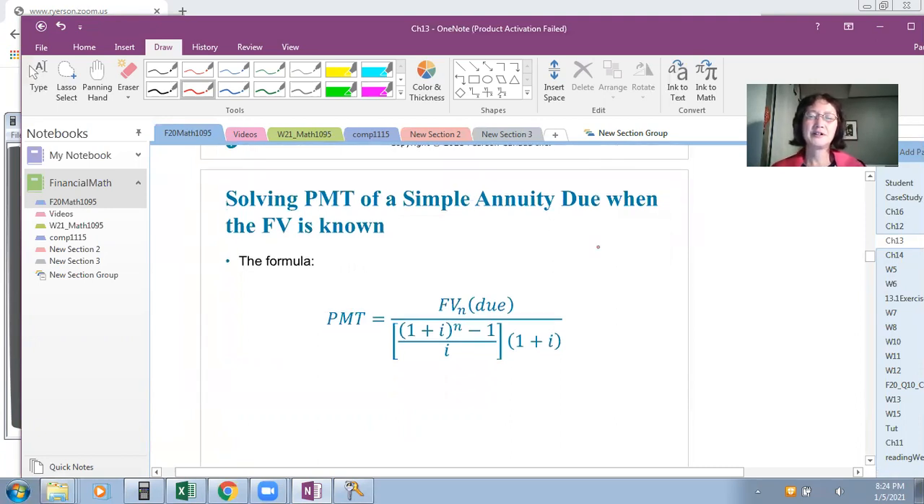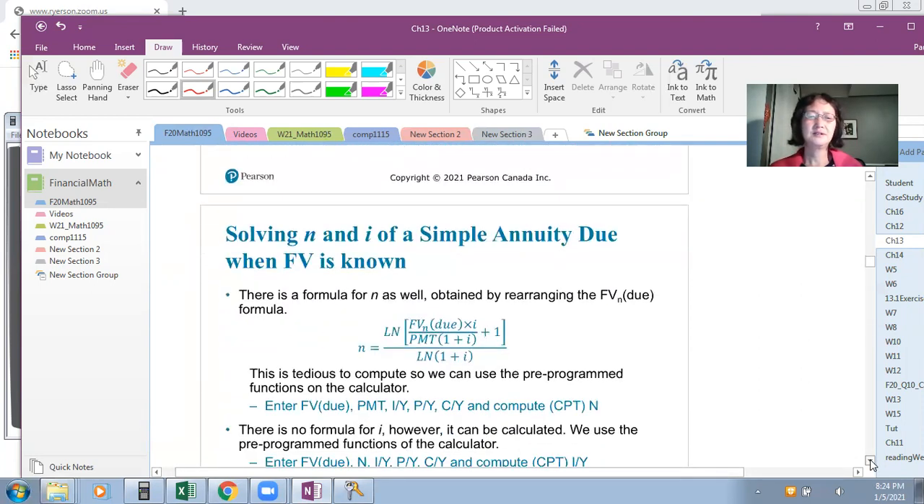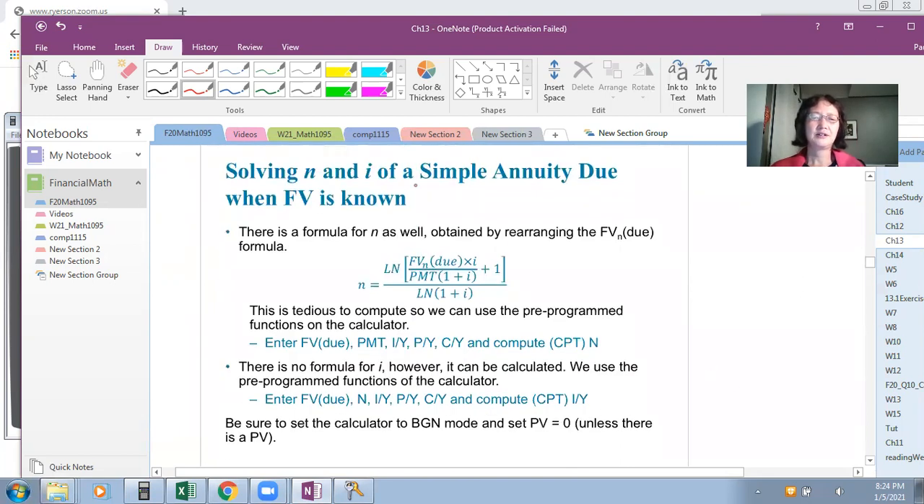So when you have a simple annuity due problem, and the future value is given, you can figure out PMT. This is the formula. Future value is given, and usually I is given and N is given, so you can calculate PMT. And to solve for term N, you can also use a formula. This formula supports when future value, FV, is given.